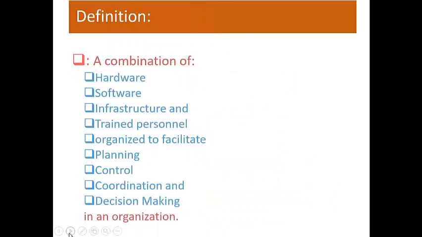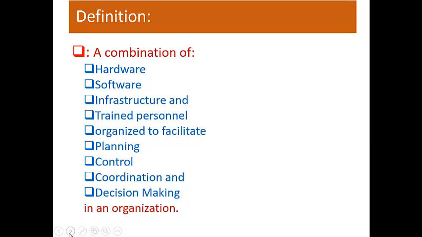As definitions, information systems is a combination of hardware, software, infrastructure, and trained people. That's actually what we need for any information systems: hardware, software, infrastructure, and trained people or personnel.